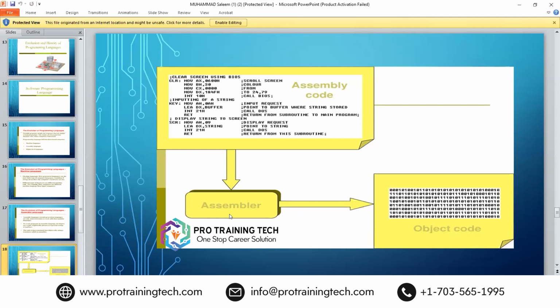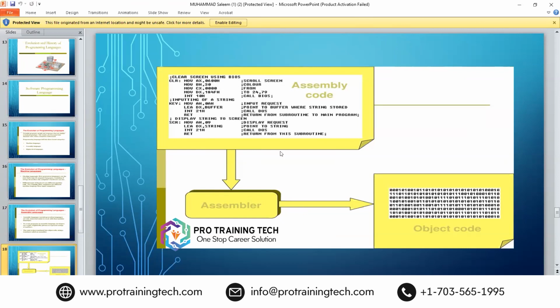So what is the assembler doing, guys? Whatever code is written in assembly language, when you want to run it as a program, the assembler comes into the picture. The assembler will pick the code of your assembly language, convert it into machine language, and then send it to the computer to perform specific tasks. So this is the role of the assembler.